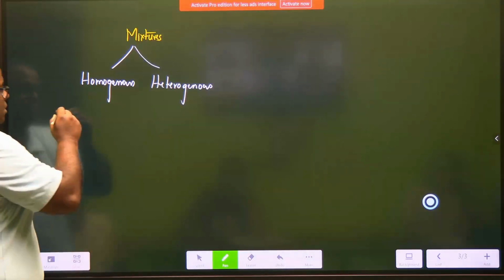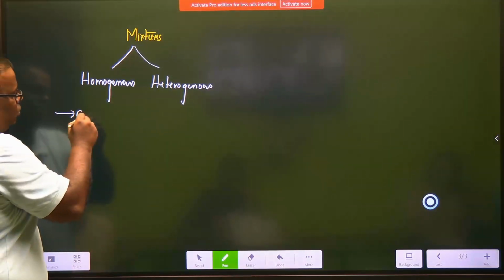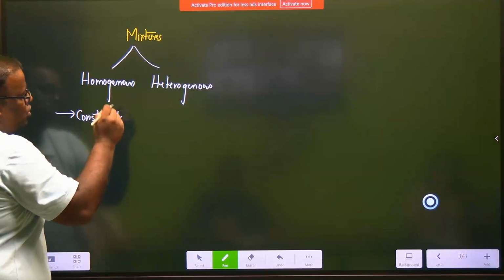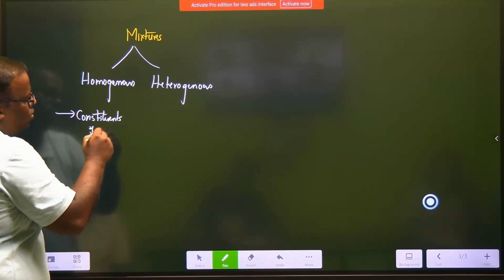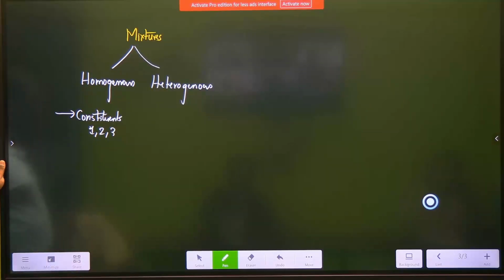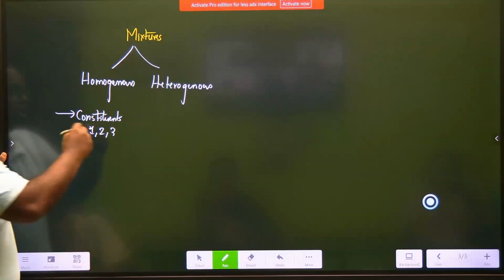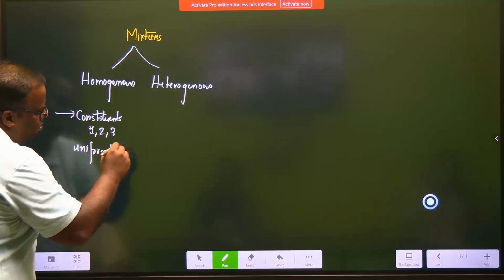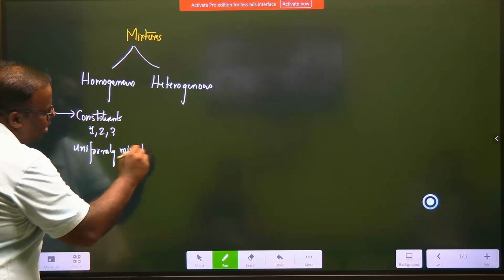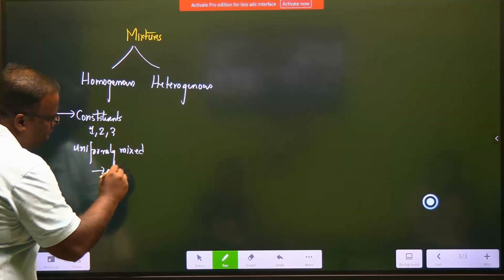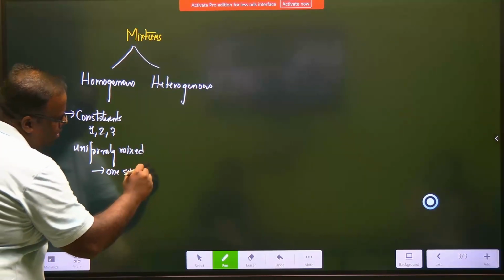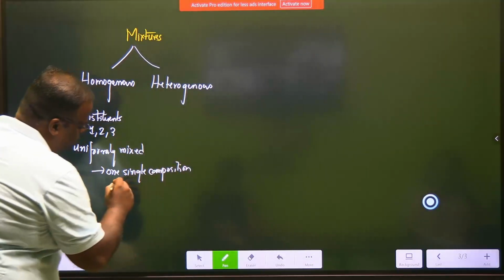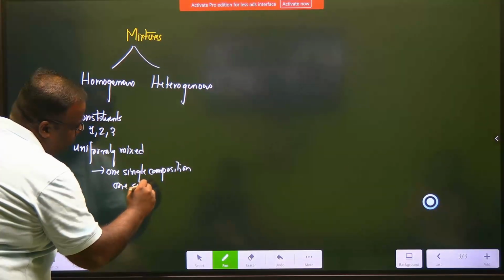A homogeneous mixture may have constituents, and these constituents can be constituent 1, constituent 2, constituent 3. All these will be uniformly mixed, and there will be one single composition or one single phase.